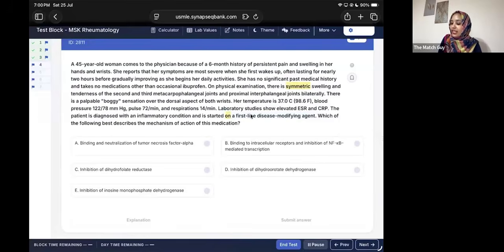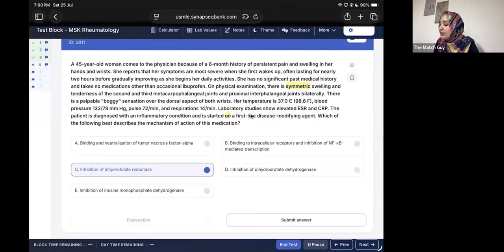Okay, everyone is picking C. C is what? This is the mechanism of action of which drug? Methotrexate, very good. What about A? What's A? Binding and neutralizing of tumor necrosis factor, infliximab, very good. What about binding to intracellular receptors and inhibition of NF-κB mediated transcription? These are steroids, very good.